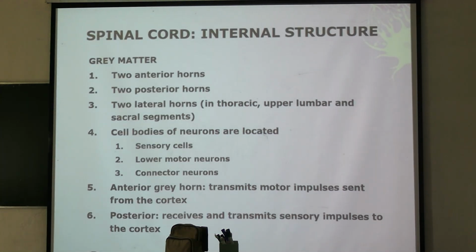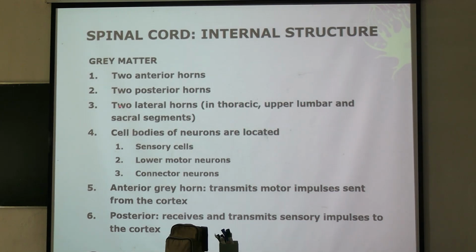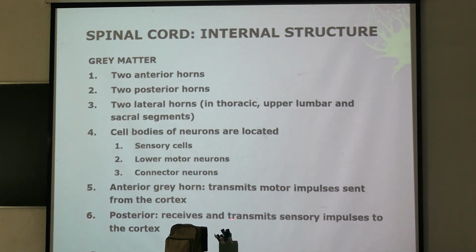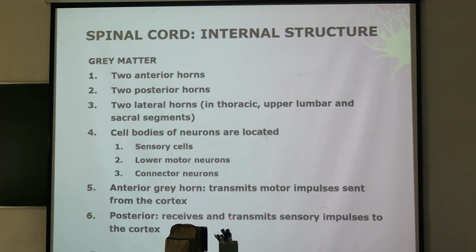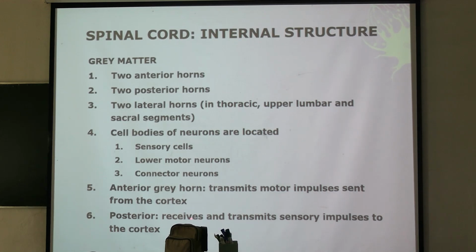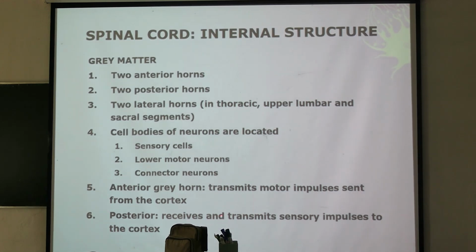Now, spinal cord internal structures, gray matter: two anterior horns, two posterior horns, two lateral horns in thoracic, upper lumbar and sacral segments. Cell bodies of the neurons are located in sensory cells, lower motor neurons, connector neurons. The anterior gray horn transmits motor impulses sent from the cortex. The posterior horn receives and transmits sensory impulses to the cortex.